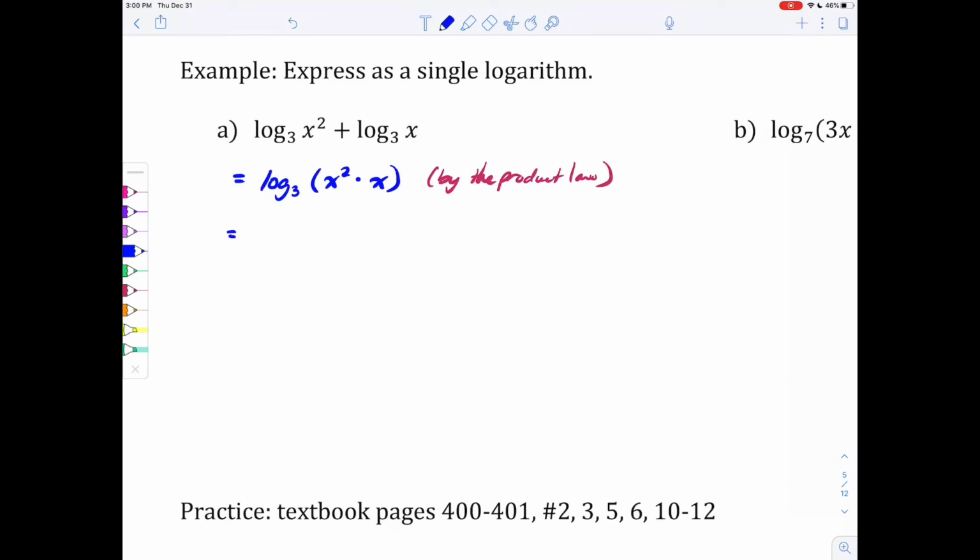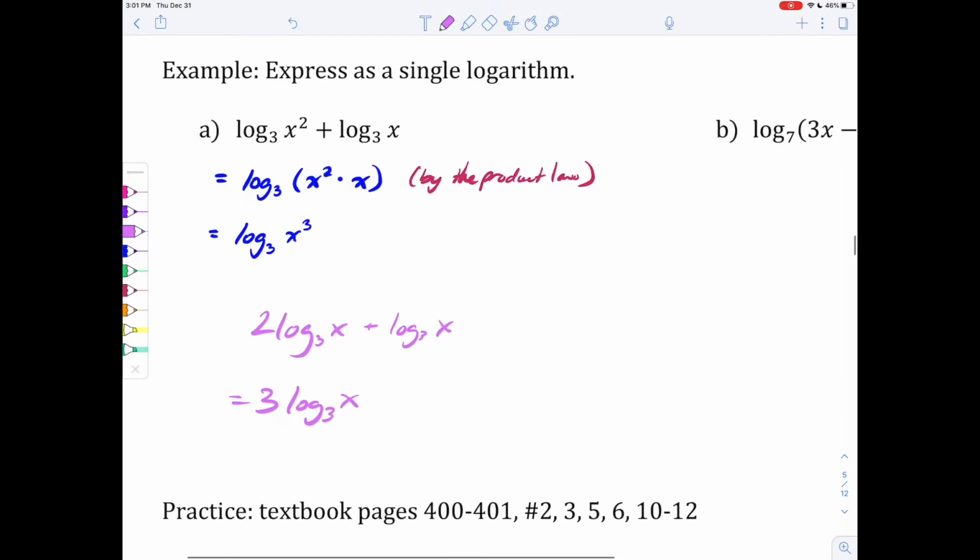And then I'm just simplifying inside the brackets. So x squared times x is x cubed. That works as a final answer. Actually, let's just leave it there. Yep, that's done. There is another way to handle this. You could say that you've got 2 log x plus log x, which means that you've got 3 log x's, and then using the power law, you're back here again. Either way you do it is fine. Whatever your heart desires there.